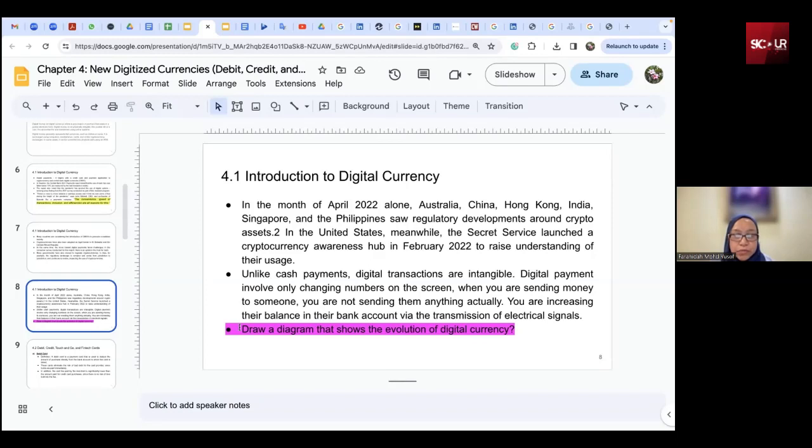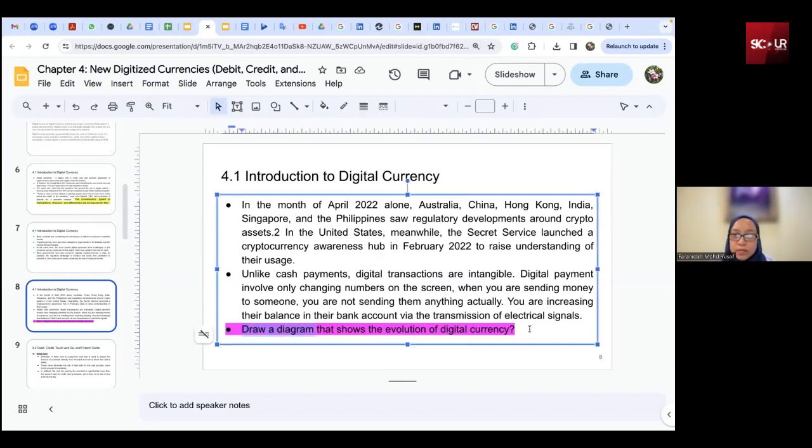I want you to draw a diagram that shows the evolution of digital currency. I give you like, kau berapa jam? I tak nak bagi you time lah. I think you can do, I can give you this as your homework lah kan. You cari online. There's information lah. The evolution of digital currency. Just now kita bincang, it starts with the ATM card kan. Okay, credit card and then up to the cryptocurrency. Nanti next week I tanya lah.